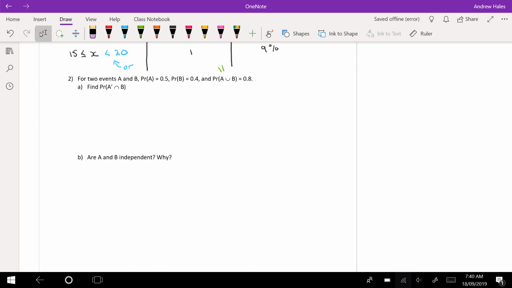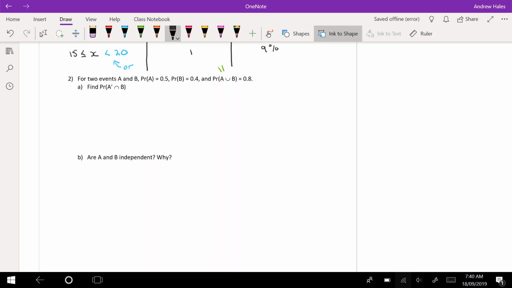For two events, A and B, the probability of A equals 0.5, probability of B equals 0.4, and their union is equal to 0.8. We want to find the probability of the intersection of A complement and B. Now with these questions, if I can't figure out what I'm going to do, I find it easier just to visualize it. So I'm going to draw a Venn diagram.